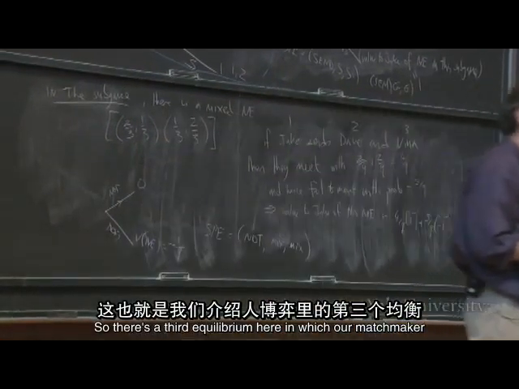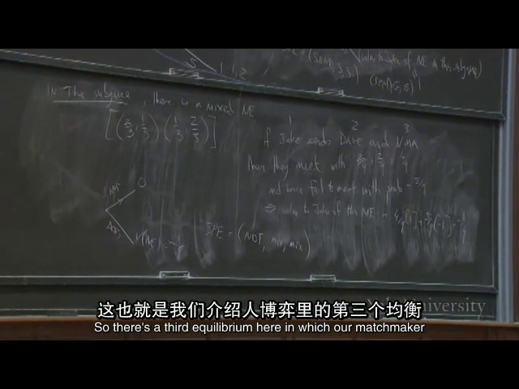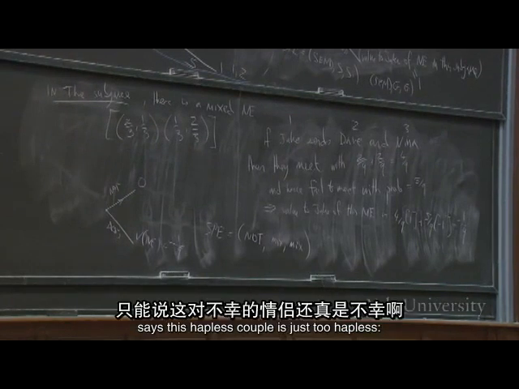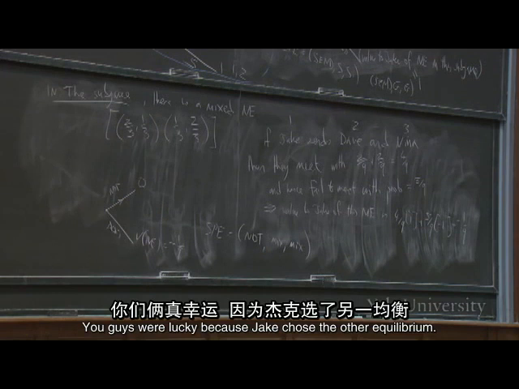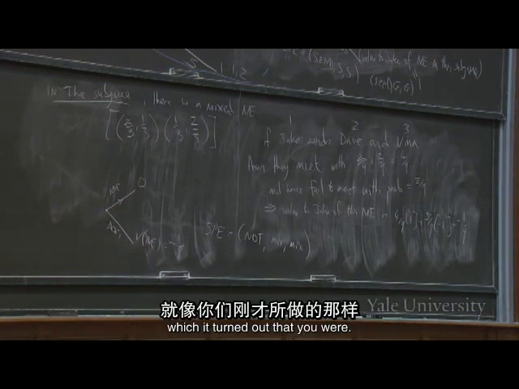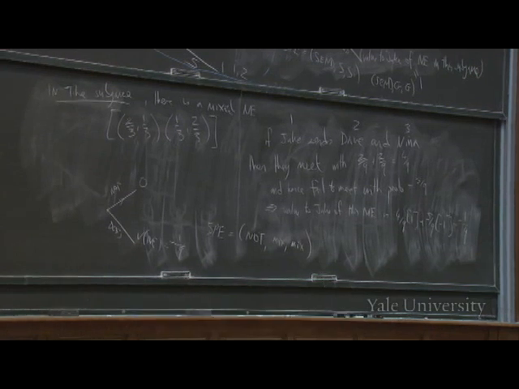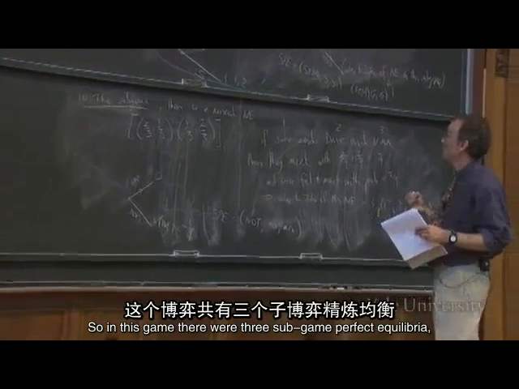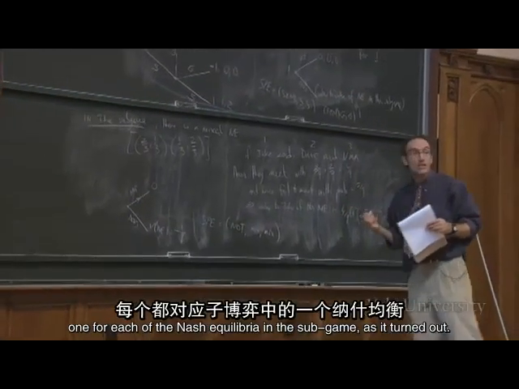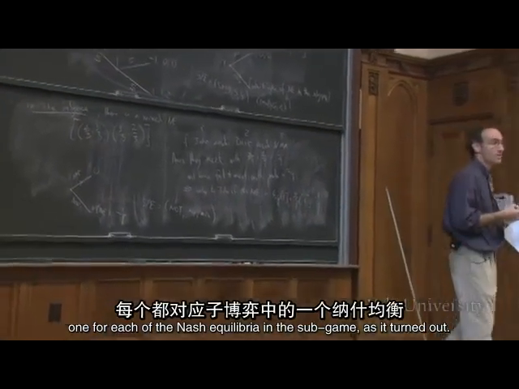All right? So there's a third equilibrium here in which our matchmaker says this hapless couple is just too hapless, they're going to play the mixed strategy equilibrium, in which case it isn't worth my while sending them on the date. You guys were lucky because Jake chose the other equilibrium. Figured you were playing the other equilibrium, which it turned out that you were. All right? So in this game, there were 3 subgame perfect equilibria, 1 for each of the Nash equilibria in the subgame, as it turned out.